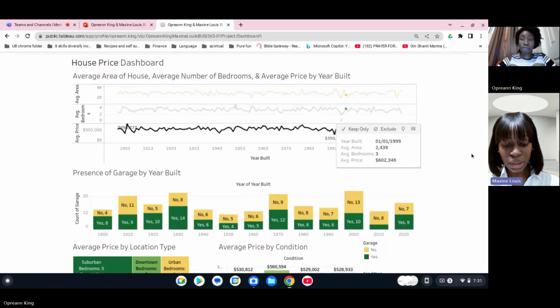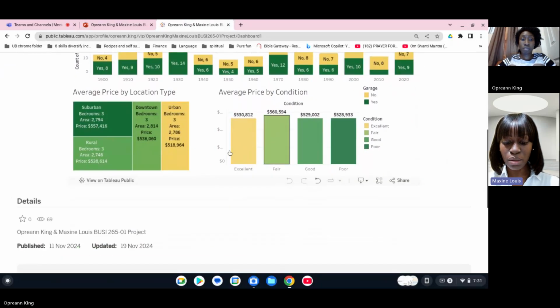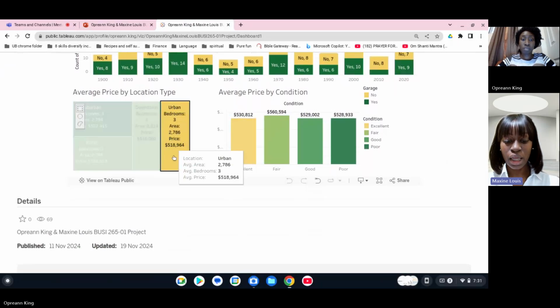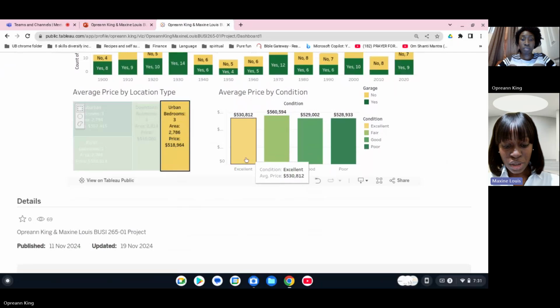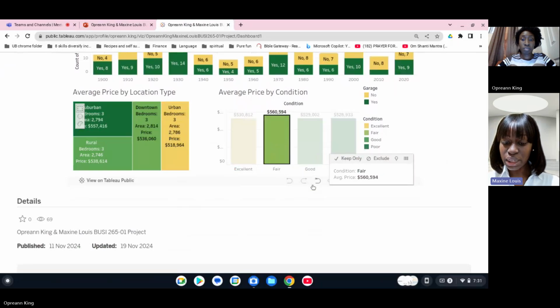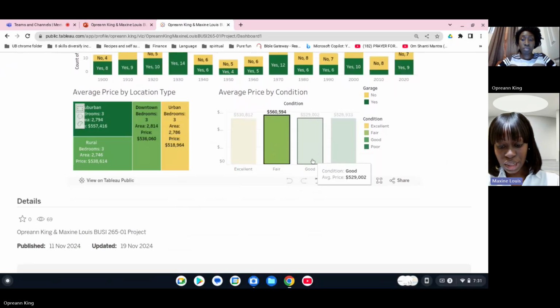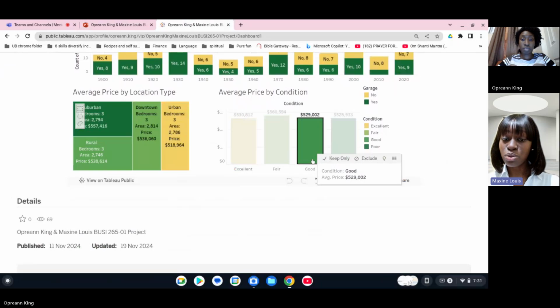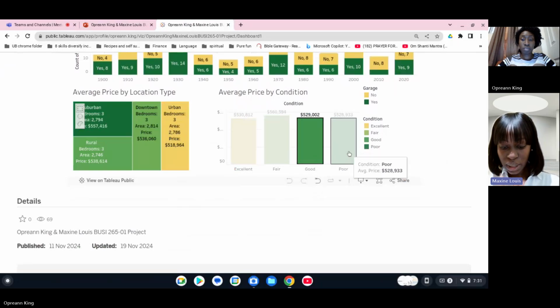Secondly, our key finding was: which location type is predicted to have houses at the most affordable prices? And we found that it was the urban areas. The third question was: what are the average predicted house prices by the condition type? As it relates to excellent condition, around 530,000, fair condition, about 560,000, good condition, slightly over 529,000, and poor condition approximately 528,000.